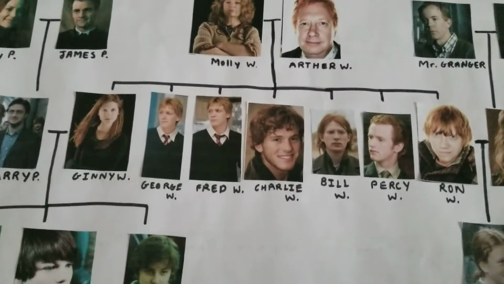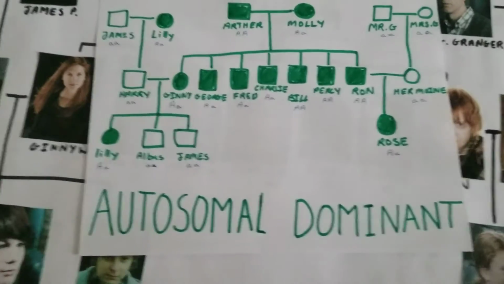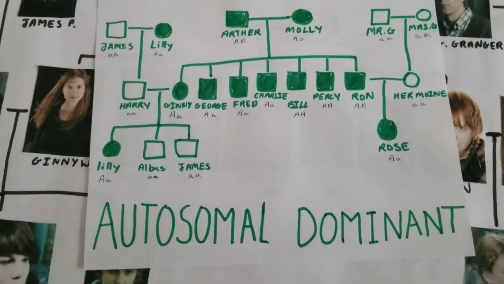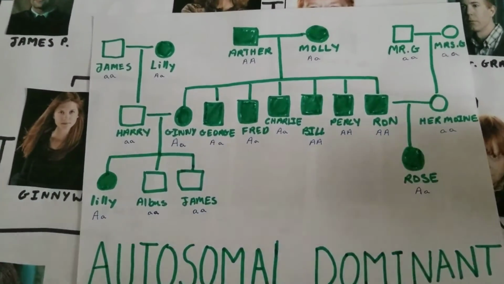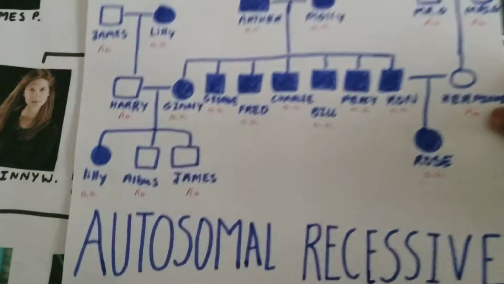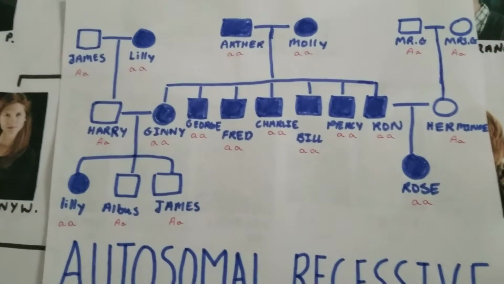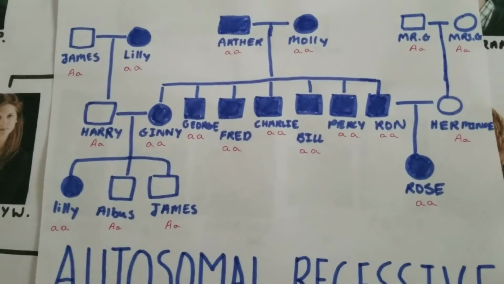Third is autosomal dominant. This mode of inheritance is consistent. Fourth is autosomal recessive. This mode of inheritance is also consistent.